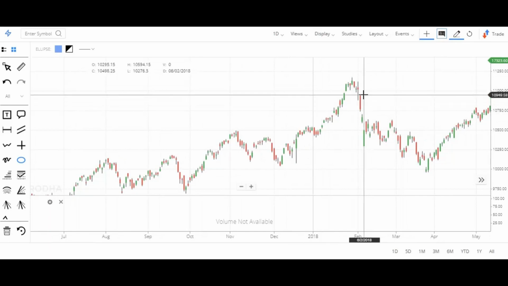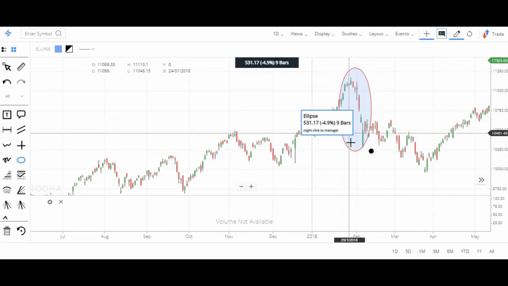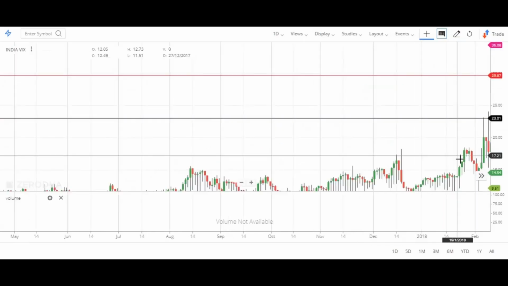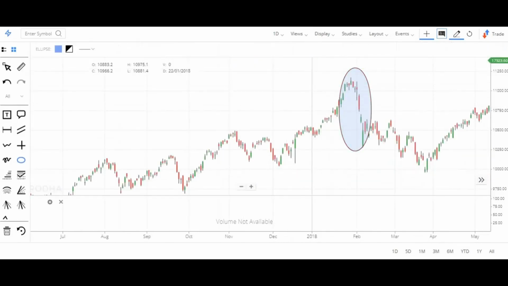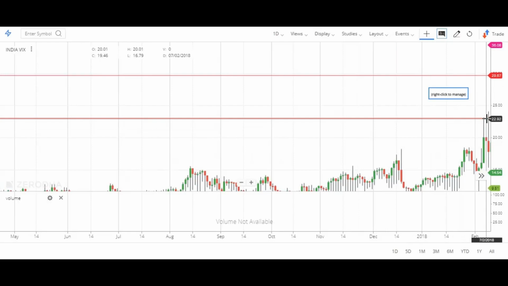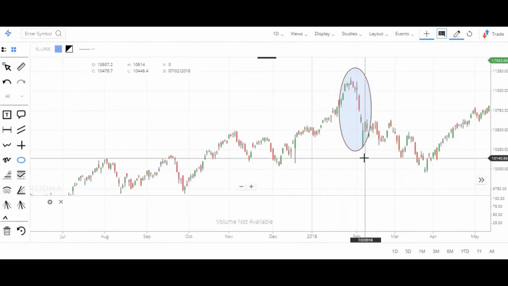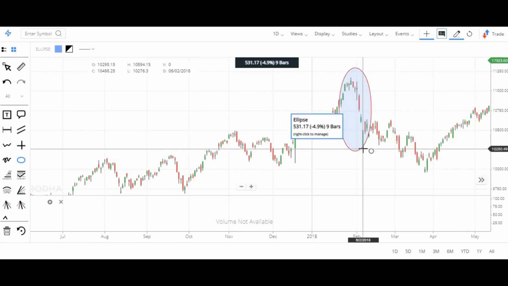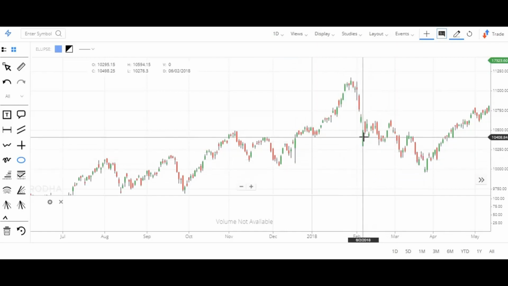Boom. Can you see that? This is February. See over here, VIX started to rise from January 2018 and it completely showed an up move towards 23 levels in February. So what happened to Nifty? Nifty fell.